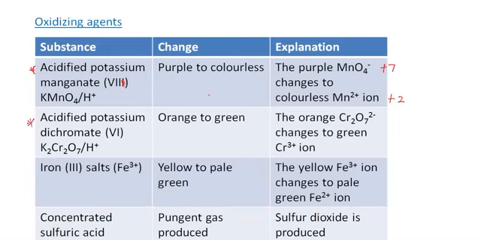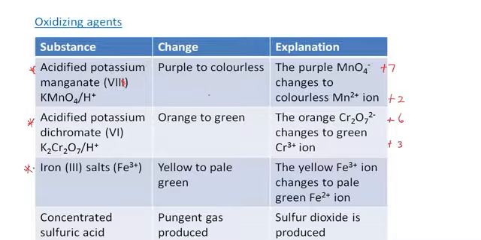Another example of an oxidizing agent is acidified potassium dichromate 6, which is written as K2Cr2O7/H+. Alright, when it acts as an oxidizing agent, we know that it will be reduced. In the process, it changes color from orange to green. And the explanation is the chromium ion is changing from oxidation state +6 to +3. The +6 oxidation state is orange and the +3 oxidation state is green.